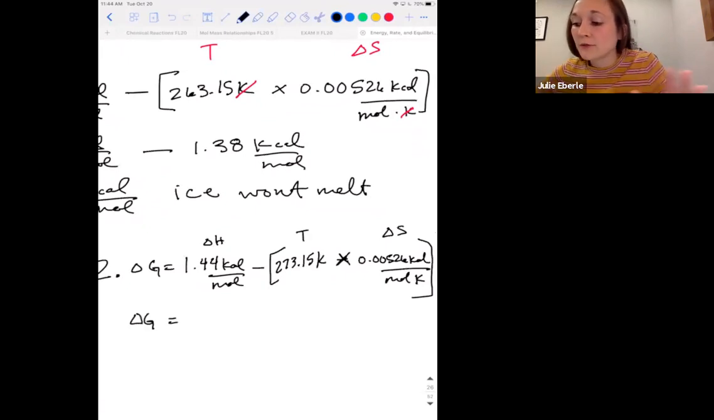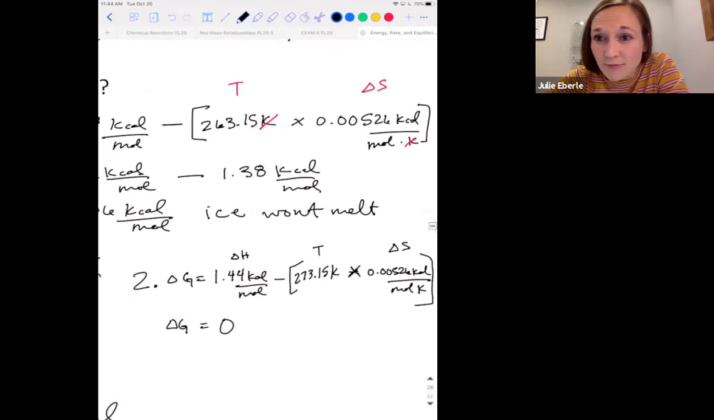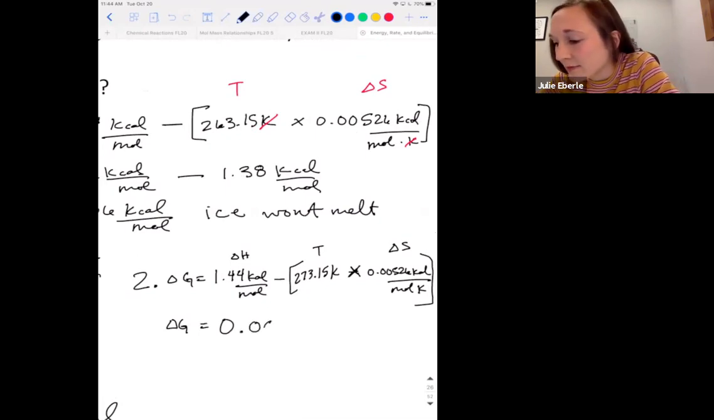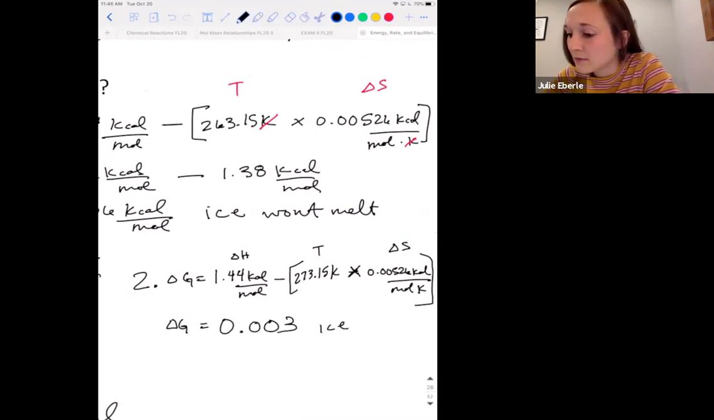1.44, and then you'll do minus. You'll first multiply your temperature and your delta S. Tell me your overall delta G this time. 0? 0 exactly? So here, 0 is not a positive or a negative number. This one's kind of confusing. We don't know exactly. Is it 0.000? Or is it still a positive number? 0.0, okay. Now that is teeny tiny, but that is still a positive number. So here the ice still won't melt.